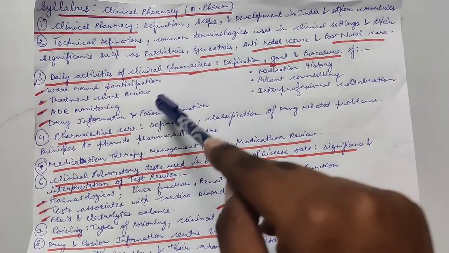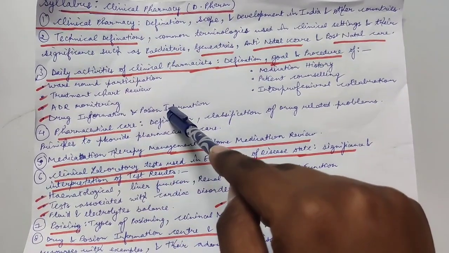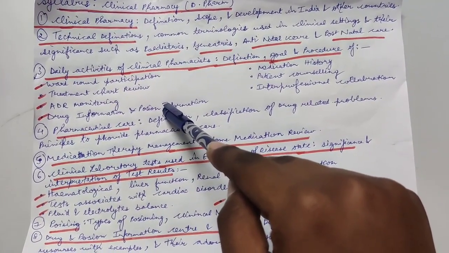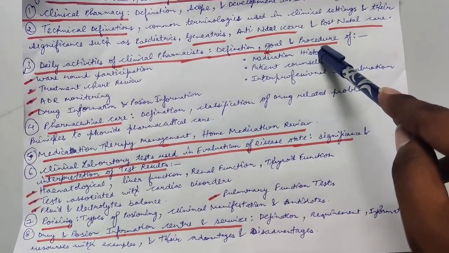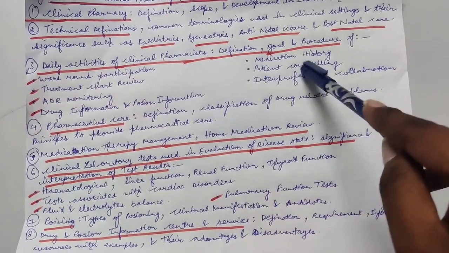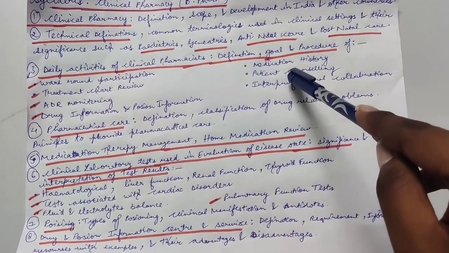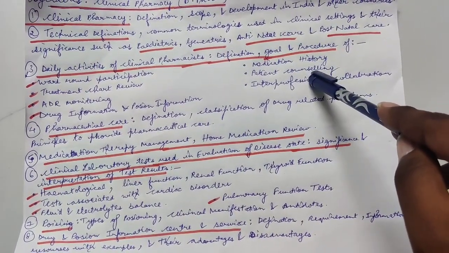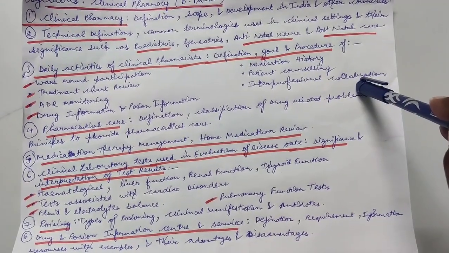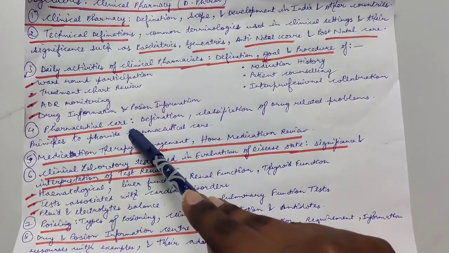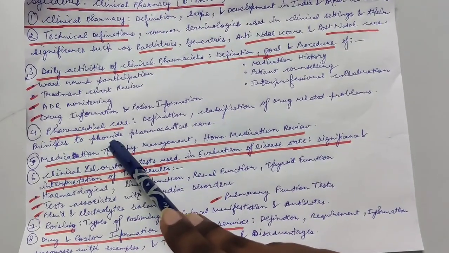Drug information and poison information. If any new drugs come, the information about that. If any poison antidote newly comes, its uses. Medication history, how to collect the medication history of the patient. Patient counseling, how to counsel the patient for the disease, how the disease is spread, its causes, its etiology, its signs, symptoms. Interprofessional collaborations.